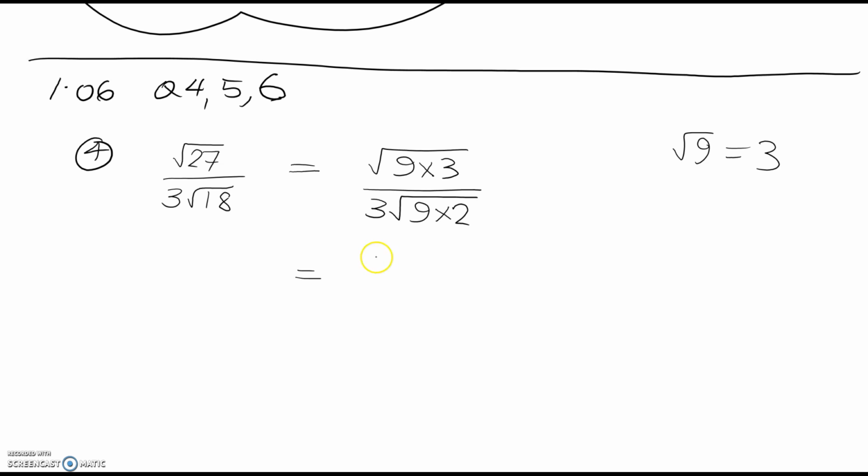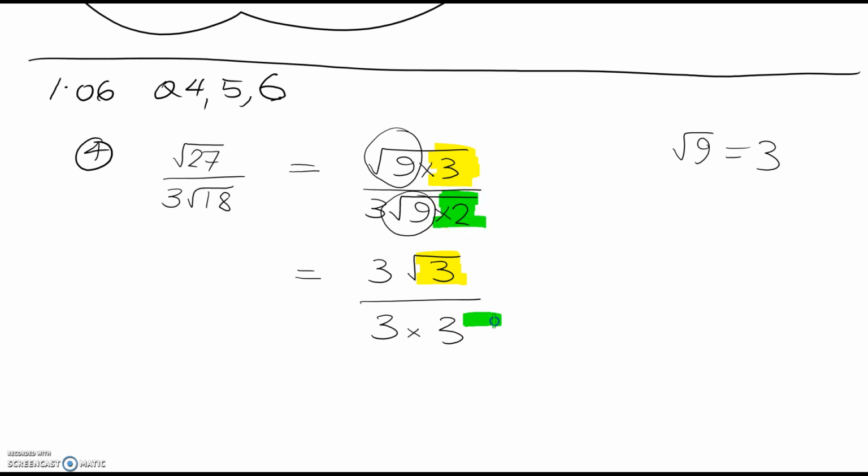So on the top I've got 3, which comes from the square root of 9. But I've also got the root 3 still left behind. See that square root of 3 left behind? That comes from there. On the bottom, I've got a 3 there already. The square root of 9, we know that's 3. And then this square root of 2, that's still there, that's going to be left behind, and I'm going to write it in there.